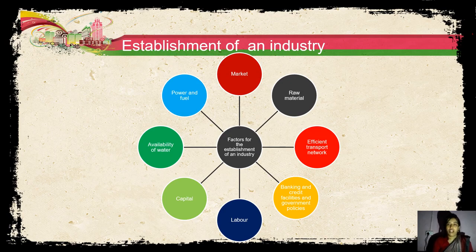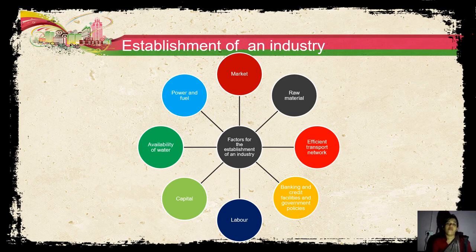Next, capital. Capital is very important to invest in industry, because to run an industry in a proper way, these things are very important: raw material, a good transport system, labor, availability of water, and the most important thing, power and fuel. So from where are you going to pay for all these things? For this you must have a huge amount of money, that is in the form of capital.